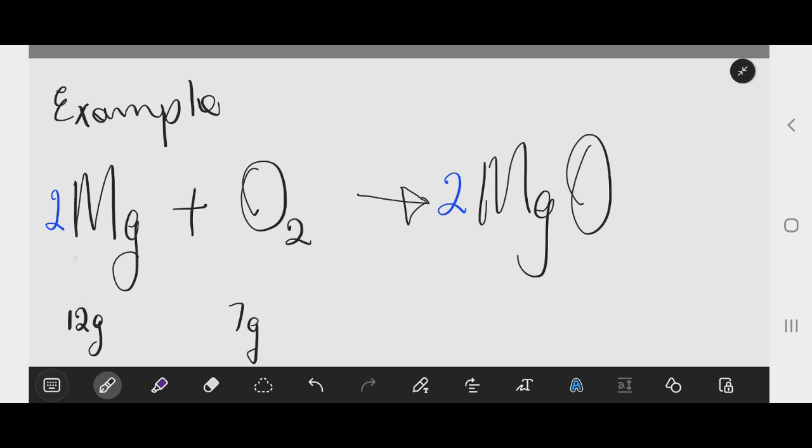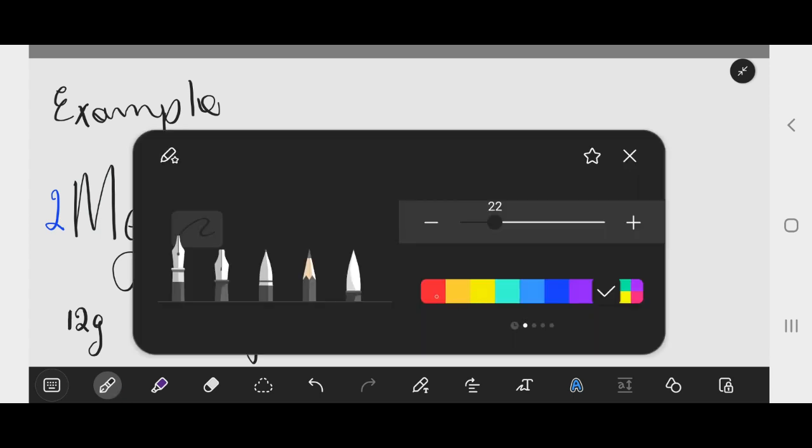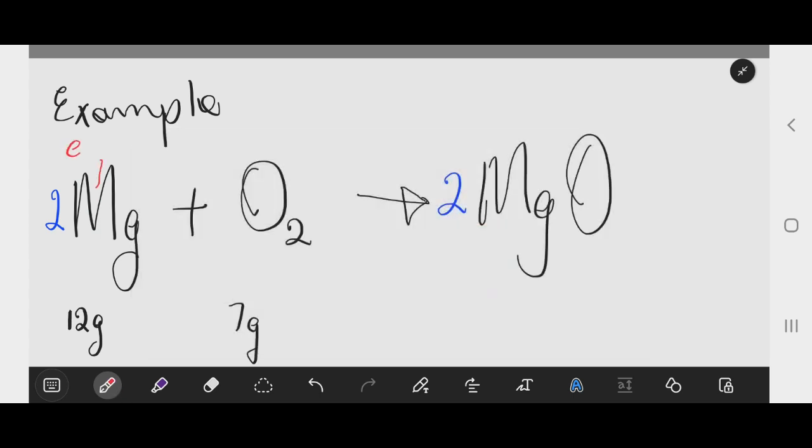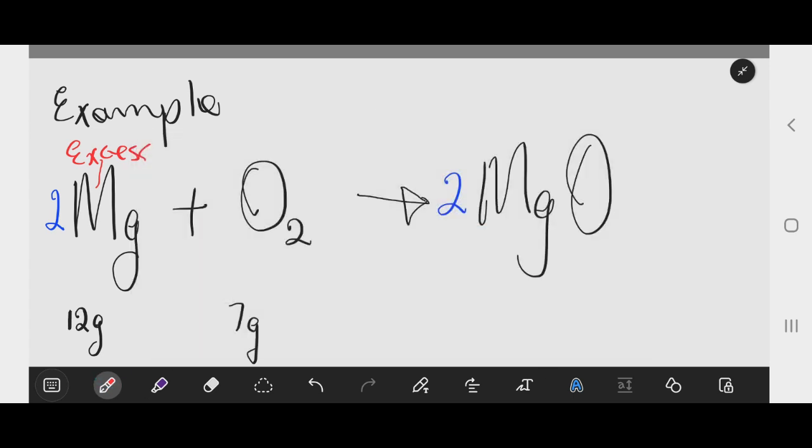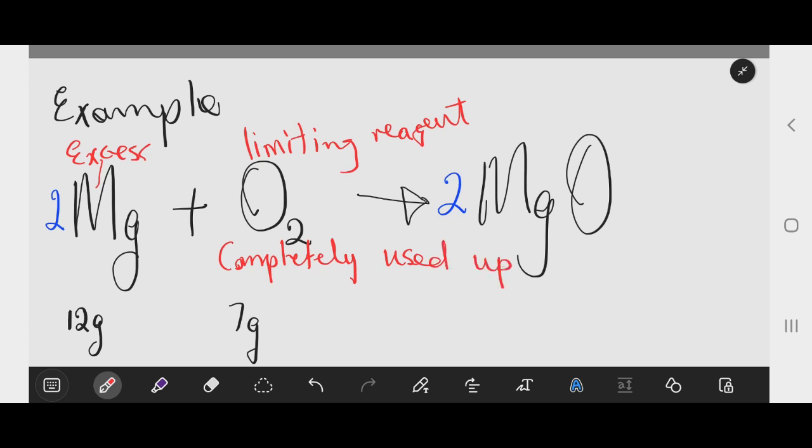Therefore, we can also conclude that magnesium is in excess. So this is the excess reactant, but oxygen gas is the limiting reagent. So it means oxygen will be completely used up in this chemical reaction.